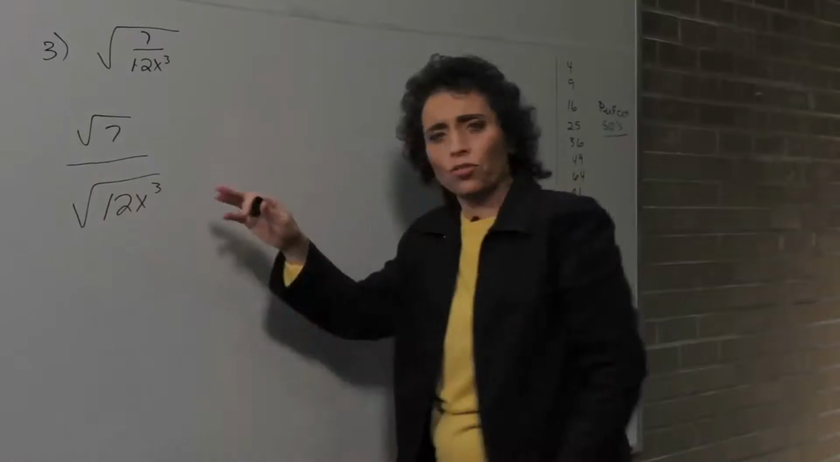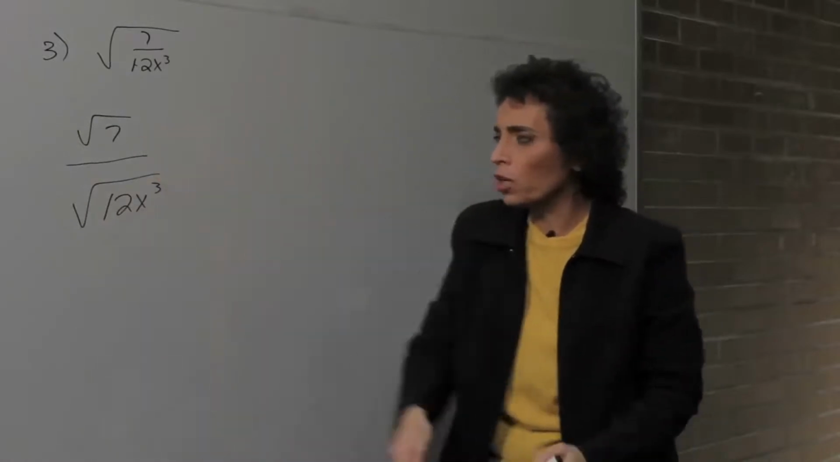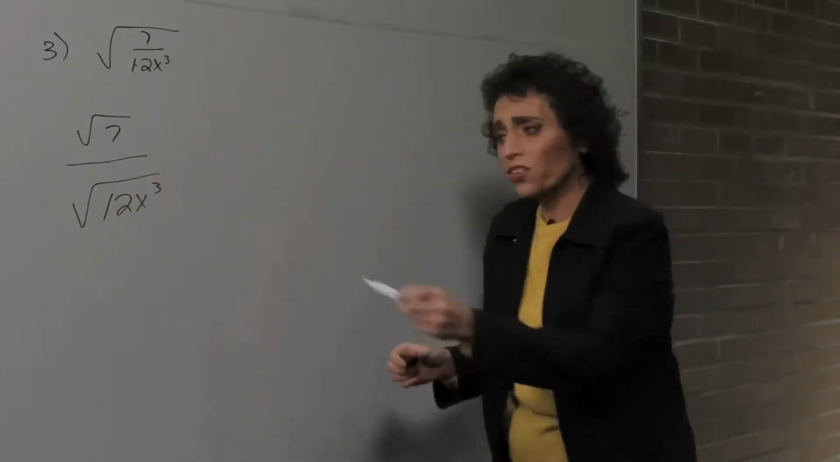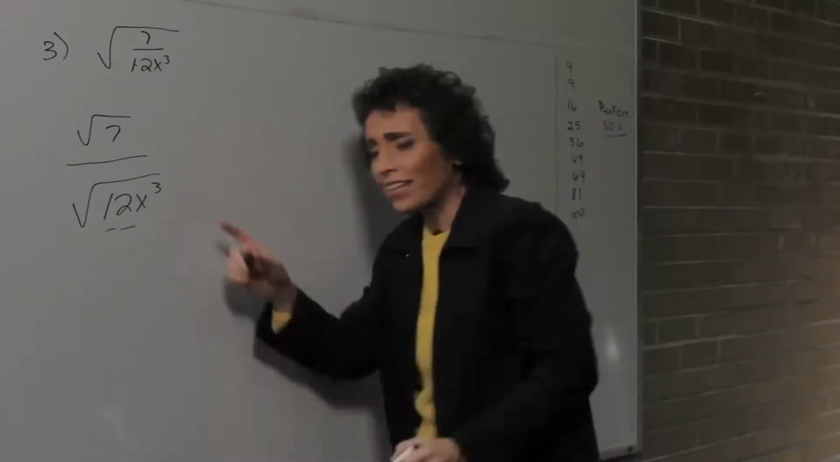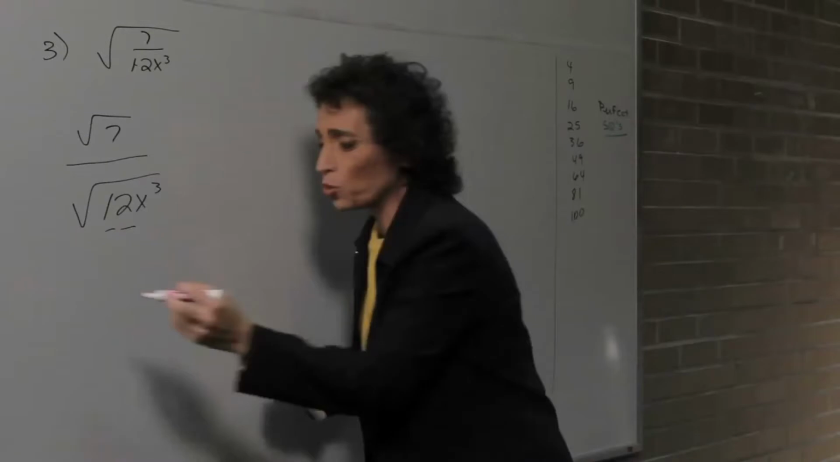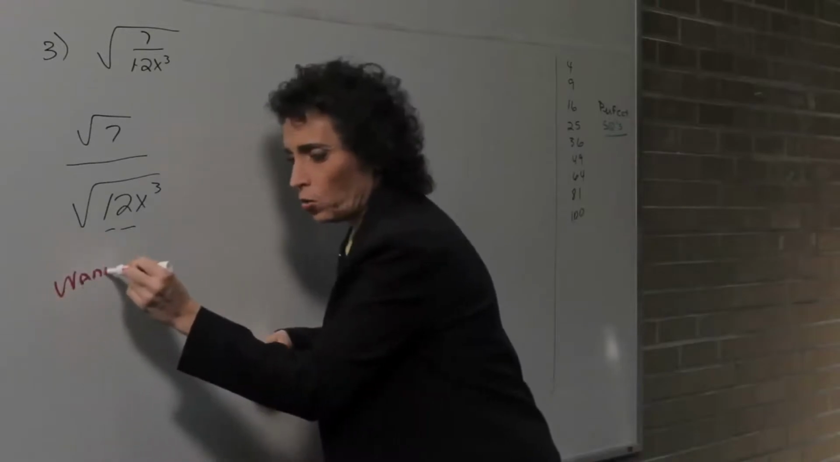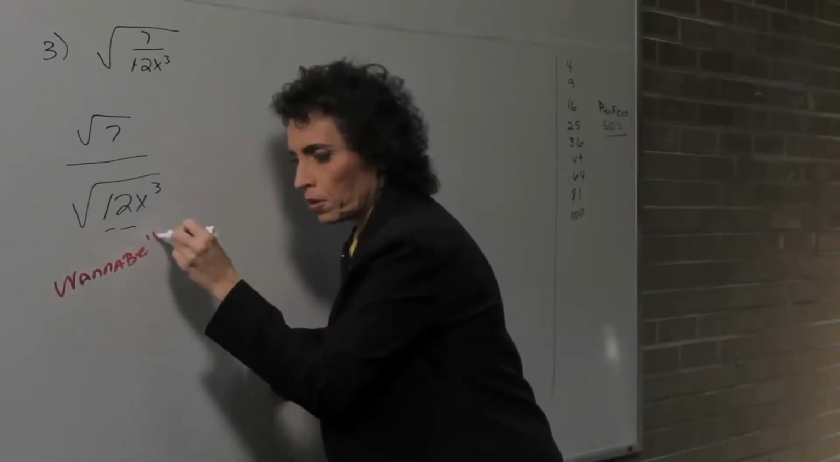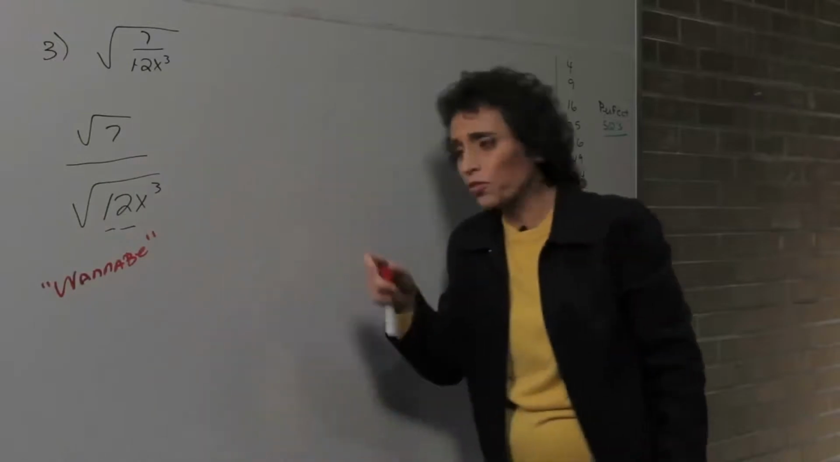I can't reduce this because my inside numbers don't reduce. So this is a wannabe. This is still one term, remember, because it's attached by multiplication. So it's still a wannabe. So we have to figure out what this sucker wants to be. All right? Wannabe. Okay, first we have to deal with the number, and then we'll deal with the variable.